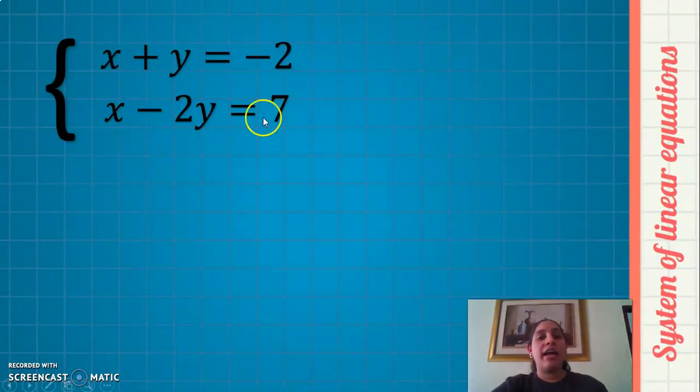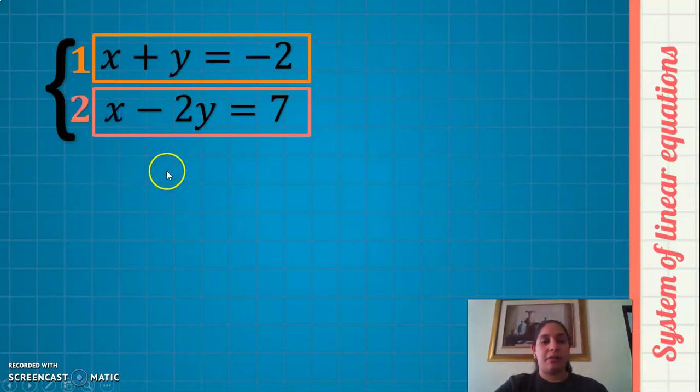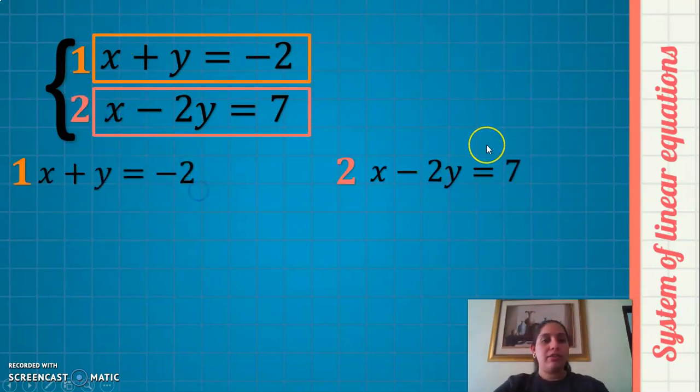Okay, we're going to start with this example. In every system of linear equations, we have two equations to work with. In this case, x plus y equals -2 and x minus 2y equals 7. Each equation is different, so I need to work with both of them. This way I'm going to label this number 1 and this number 2, and I'm going to separate each one so I can work with them.